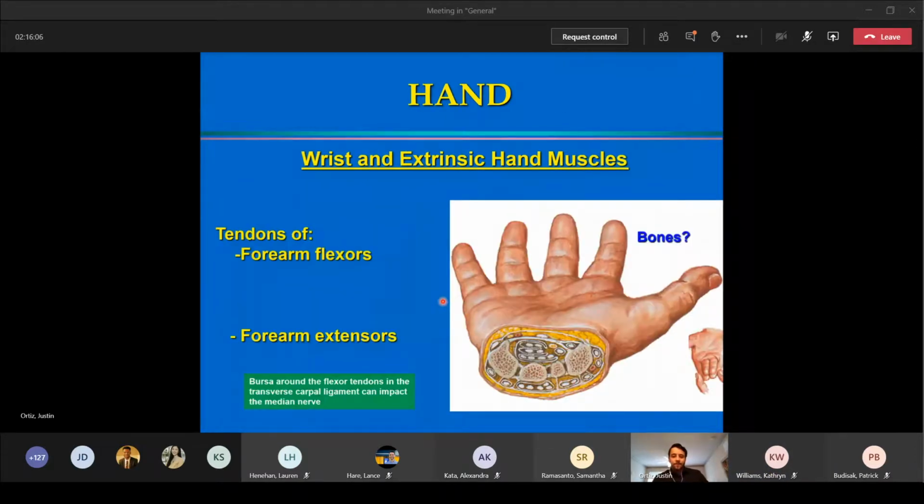Okay. Here, nothing too important other than knowing that bursa around the flexor tendons in the transverse carpal ligament can impact the median nerve, right? Because if it swells, it can compress the median nerve and ultimately lead to carpal tunnel syndrome, right? Eventually, that's literally it.